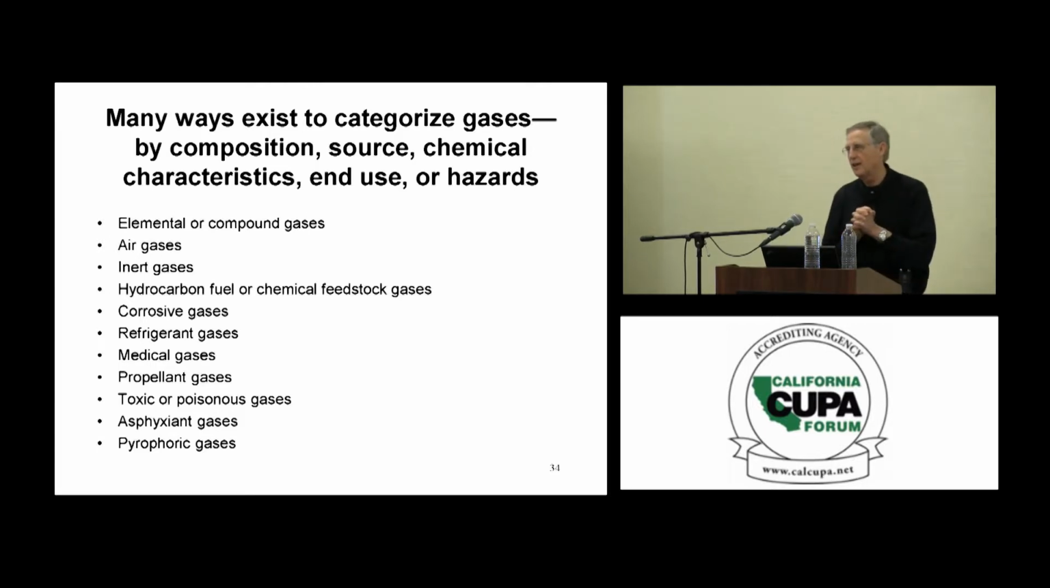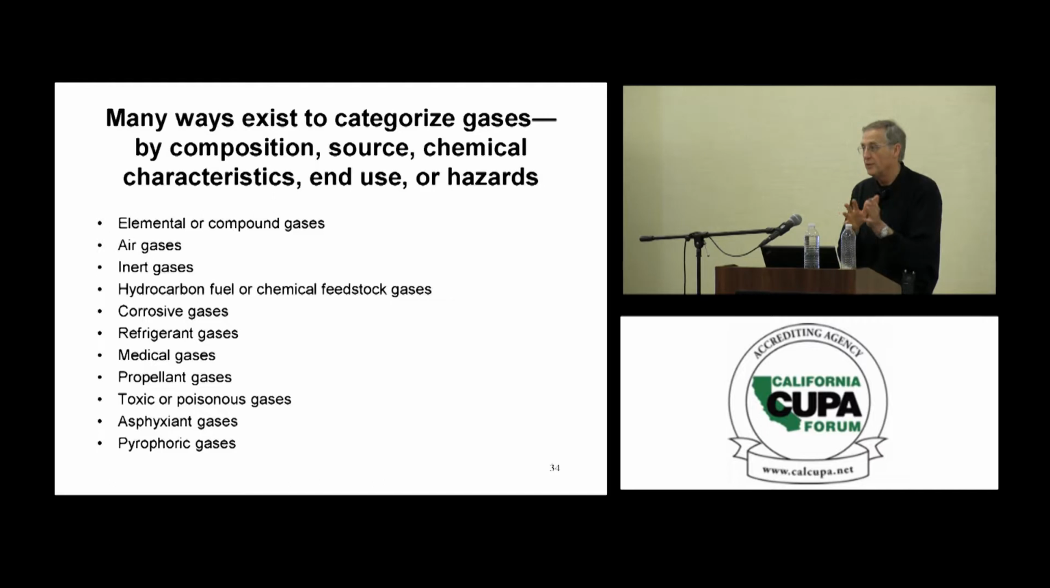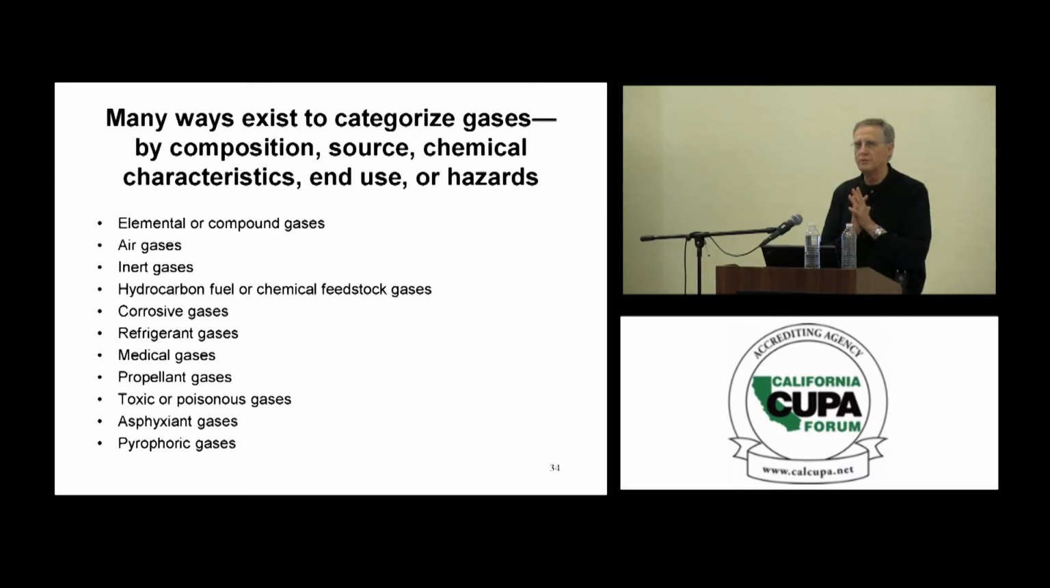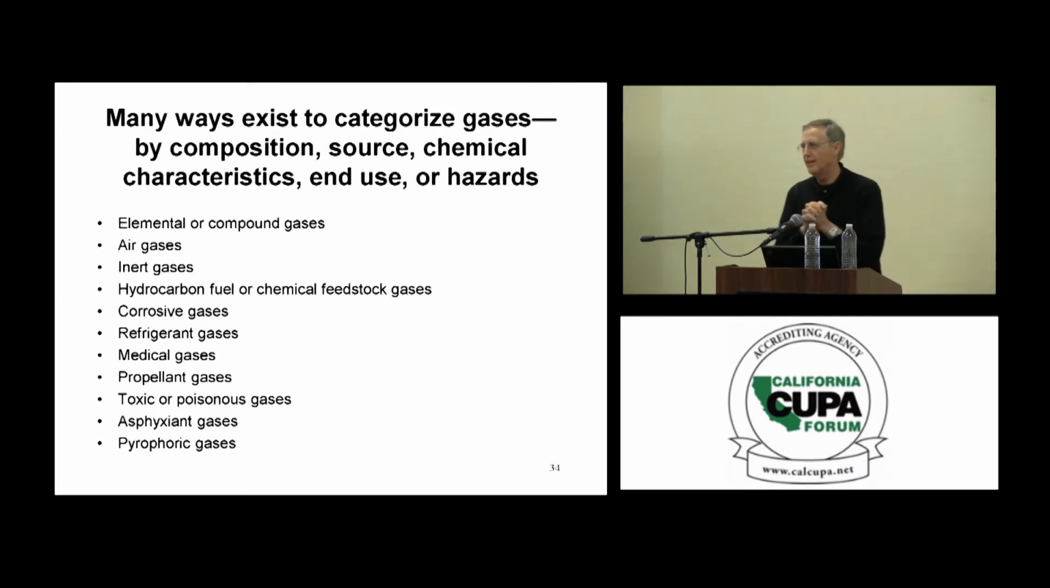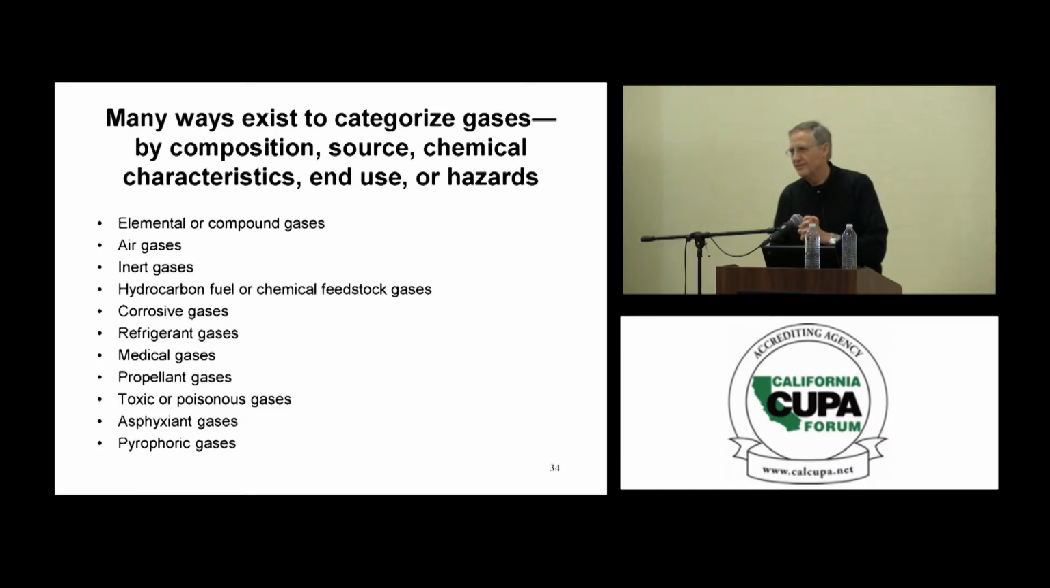Elemental gases or compound gases. They're either elements, diatomic gas like hydrogen. So just a trivia question, how many elements are gases at room temperature? Any idea? Is it 5? 20? Anybody got a... It's 11. We'll go through that. Little trivia.